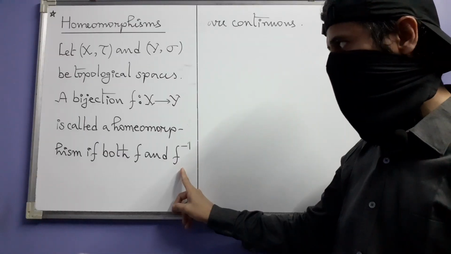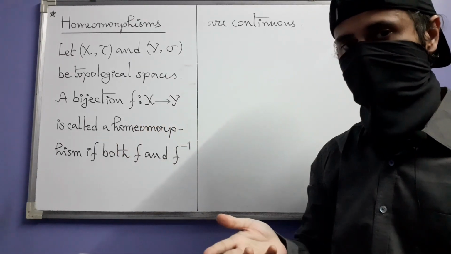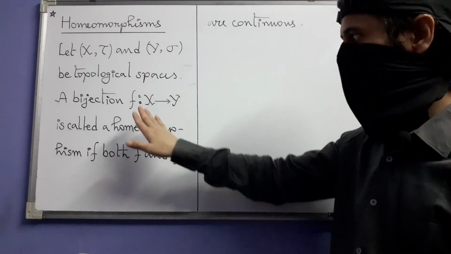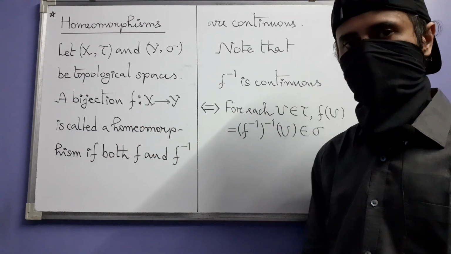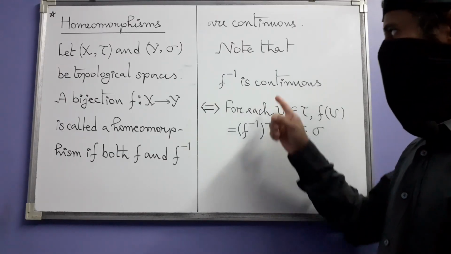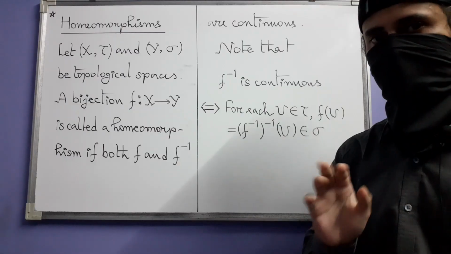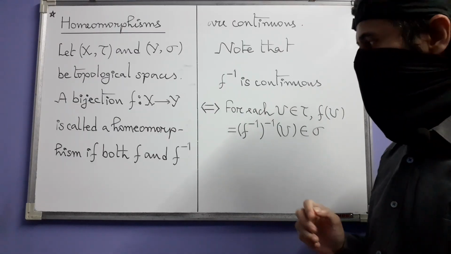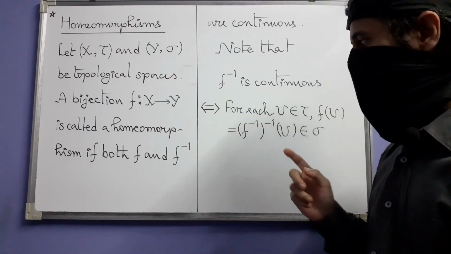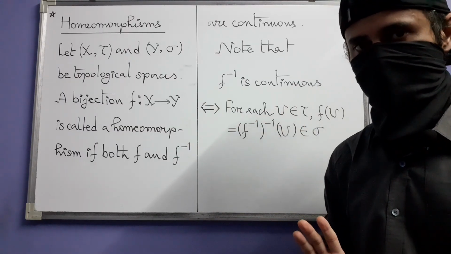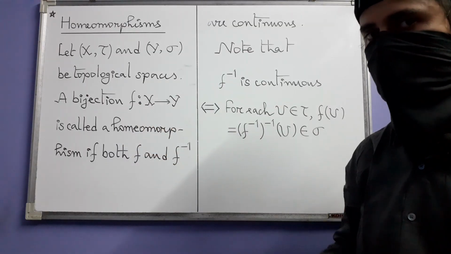The inverse of course exists because this is a bijective function. If the function as well as its inverse are continuous, then the original function will be called a homeomorphism. Now you note this thing about f inverse being continuous. When do we say that f inverse is continuous? We of course apply the definition of continuity to it. What is the range of f inverse? The range of f inverse is X and its domain is Y.